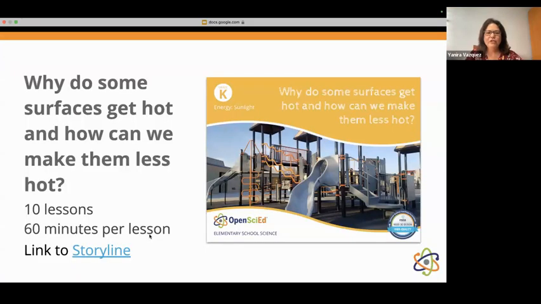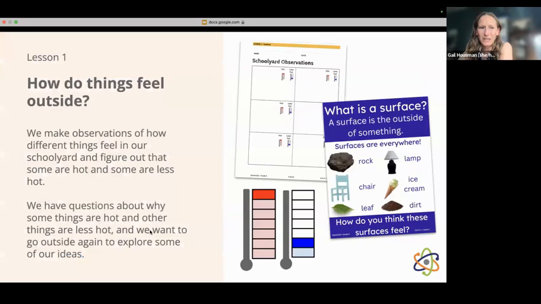So now we get to start talking about the storyline. Gail is going to walk us through that for a little bit. We get to talk about each one of the 10 lessons in this unit. Fantastic. All right. So we all did just experience lesson 1.